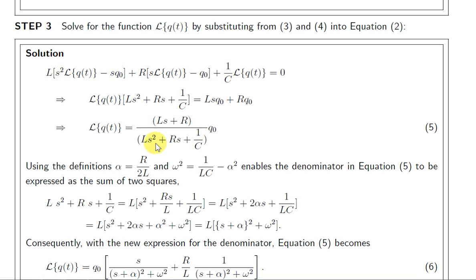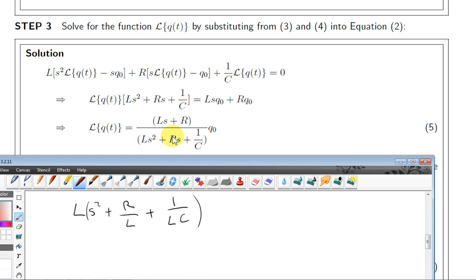Now in the denominator we have a quadratic in s. We are going to complete the square of this quadratic. First of all, we factor L out of the denominator, and we get this here. We have an s here. The next step in completing the square is to get half the coefficient of s, and write our quadratic as L into s plus r over 2l. So half of r over l is r over 2l. We need to square this.